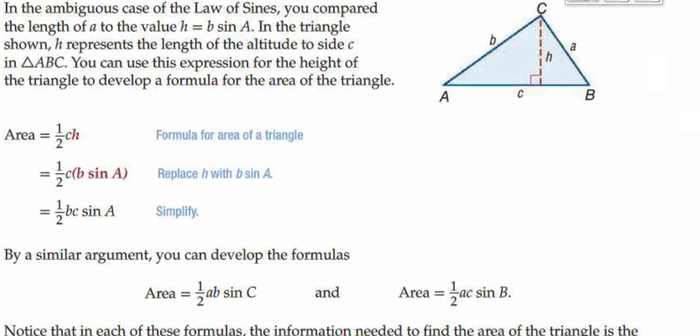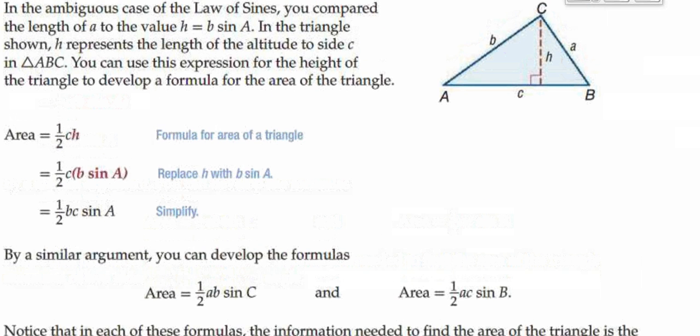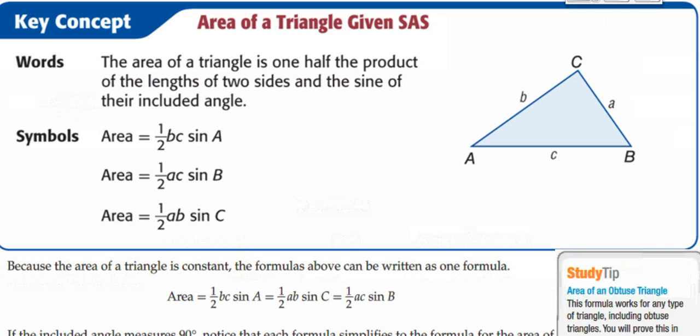So here's an explanation of going through that same thing. I'll have it on the slides if you want to look at it. And here it is as our key concept: the area of a triangle is 1/2 the product of the lengths of two sides and the sine of their included angle. Any version of that works: 1/2 AB sine C, 1/2 AC sine B, or 1/2 BC sine A. I'll leave that with you. If you need to write it down, pause this. Otherwise, I'm going to move on to the next problem.